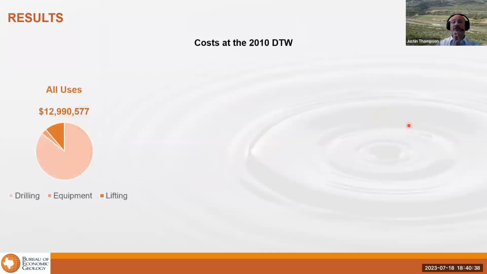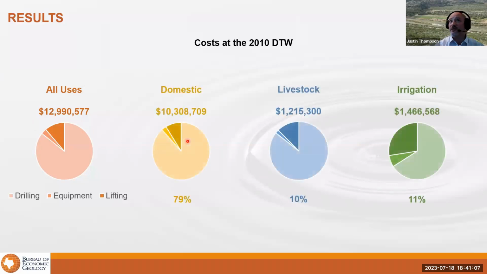So now what we do is we say, okay, we know the remediation, we know the failures, now let's get to costs. And what we find is for this 60-year 2010 to 2070 planning period, all of our uses all together, operating all of those wells and remediating them as needed, cost about $13 million. The vast majority of those costs for everybody were drilling costs. Equipment was a very small sliver, and then lifting energy, right? A decent chunk. We see some interesting distributions here based on our use types.